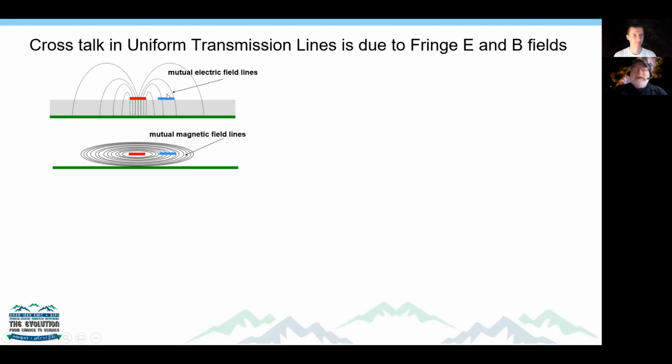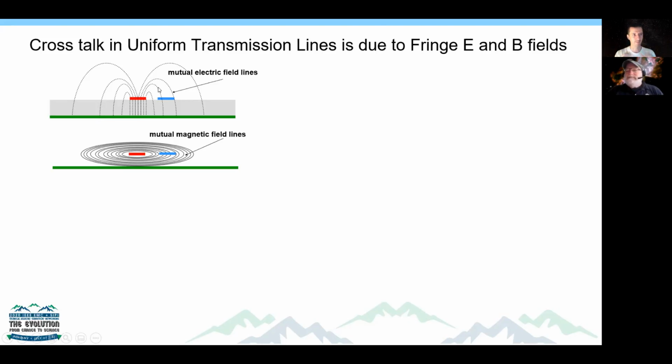Exactly right. So we can pull the victim away from the aggressor, which reduces the number of fringe electric fields and fringe magnetic fields, and that reduces crosstalk. There's another way as well. We could move the reference plane closer. And what would that do? You're right. Move the reference plane closer. And what would that do?